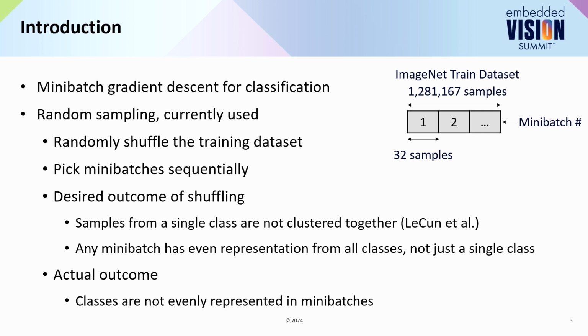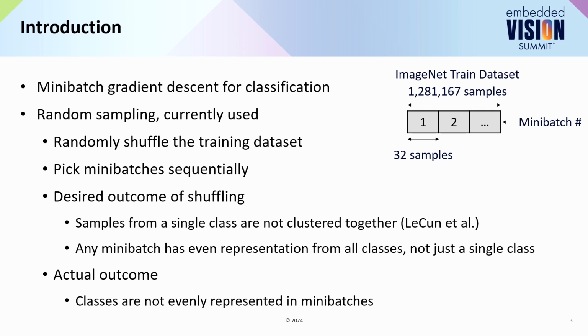Now, typically, prior to running this mini-batch gradient descent, samples in the training dataset are randomly shuffled, and then mini-batches are picked sequentially. Now, the purpose of this shuffling is to ensure that we don't have samples from a single class that are clustered together. Another way of saying this is that in a mini-batch, we want an even representation from all classes and not have all samples from a single class in a mini-batch.